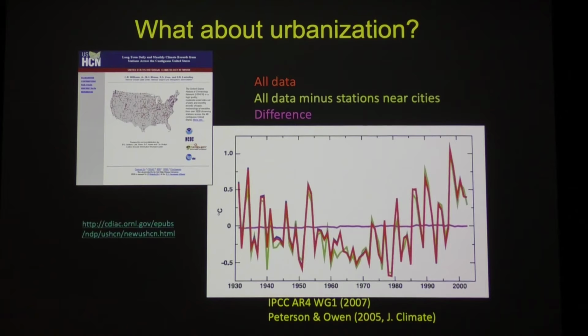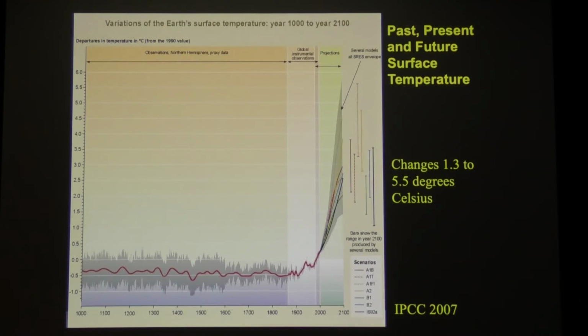So, the overall temperature changes that we are seeing presently are not a function of changes in solar variability. They're not a function of urbanization. They are a function of changes in the chemistry of the Earth's atmosphere as a result of human activity.